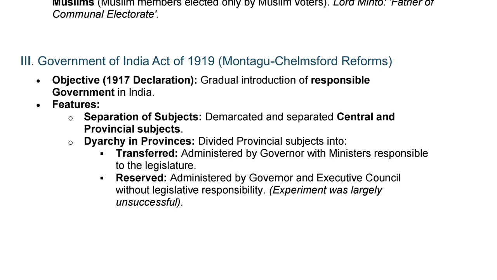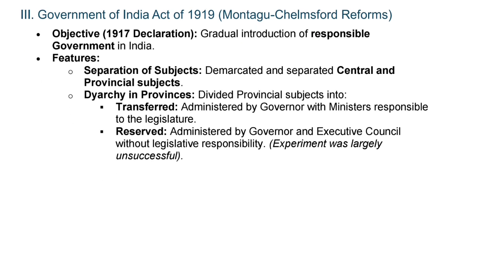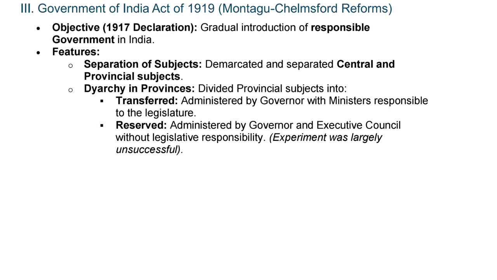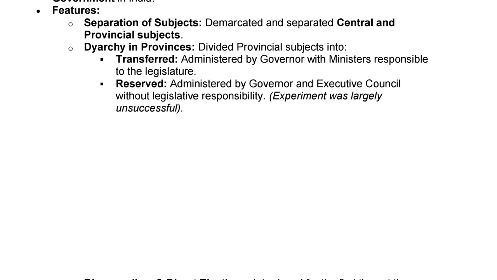3. Government of India Act of 1919, Montagu-Chelmsford reforms, objective, 1917 Declaration gradual introduction of responsible government in India. Features, separation of subjects, demarcated and separated central and provincial subjects. Diarchy in provinces, divided provincial subjects into, transferred, administered by governor with ministers responsible to the legislature.